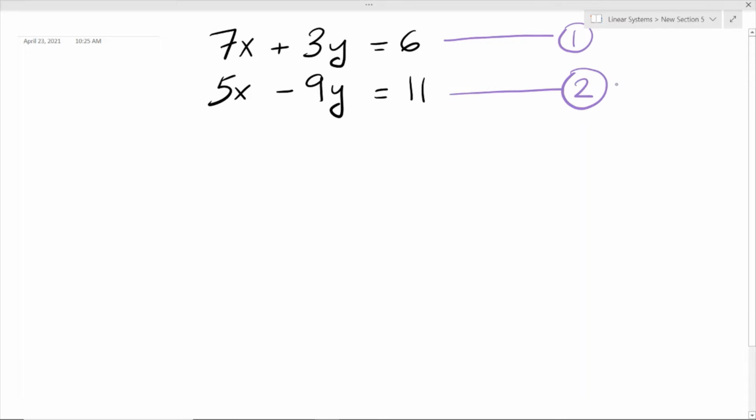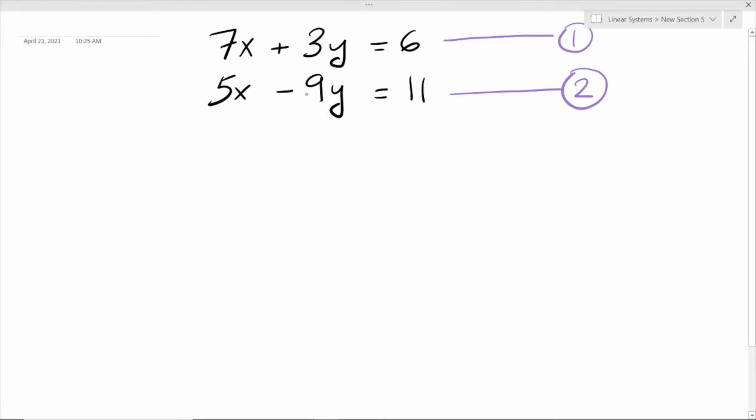And then what we have to do for elimination is we are trying to eliminate one of these variables, either x or y, okay? Now, how we do that is we either subtract the equations, like 1 minus 2, or something like 1 plus 2, where you add the equations. But before we can really do that, we have to make sure that the coefficients of the equations are the same, or opposite in sign but the same number.